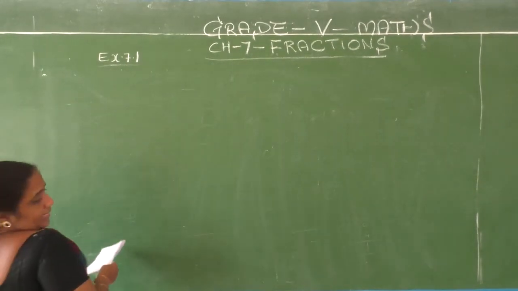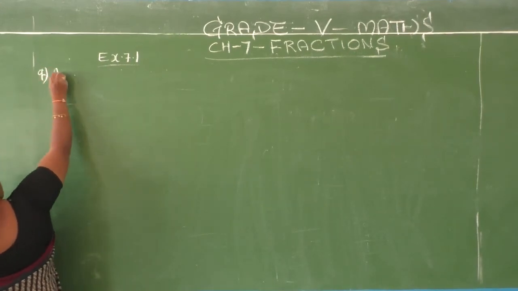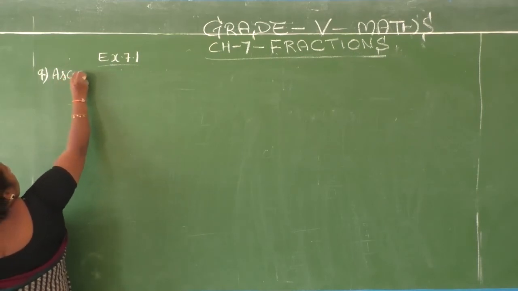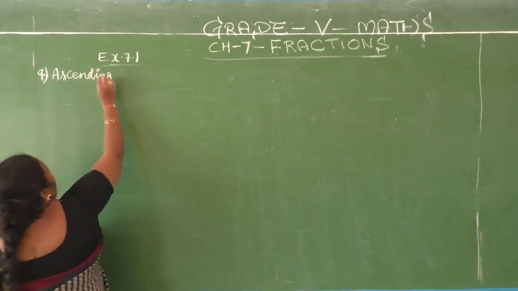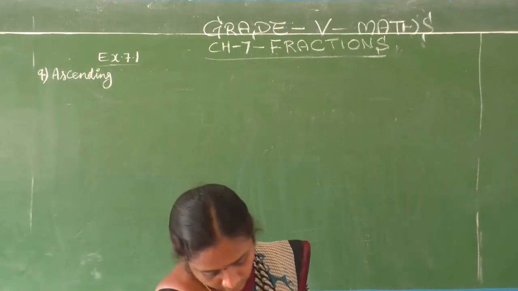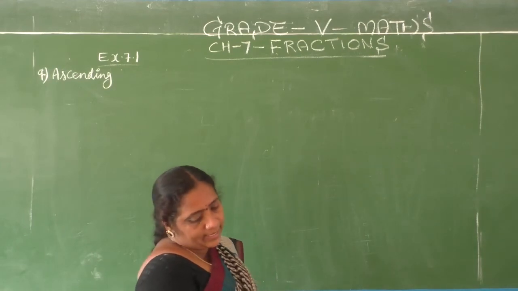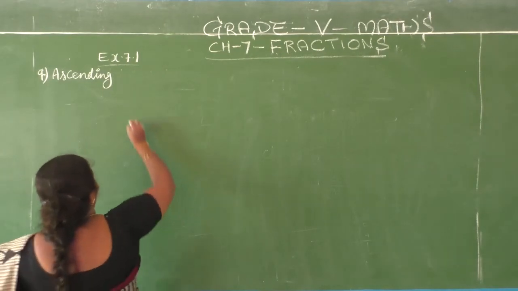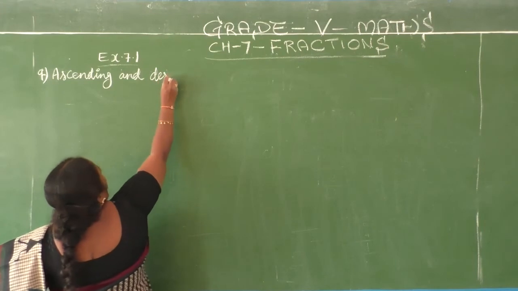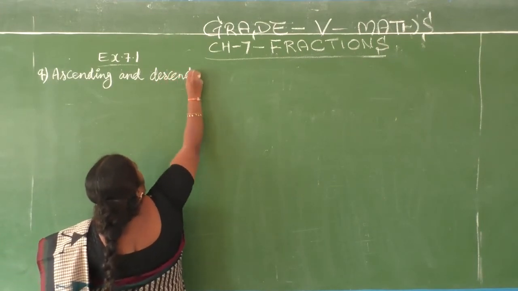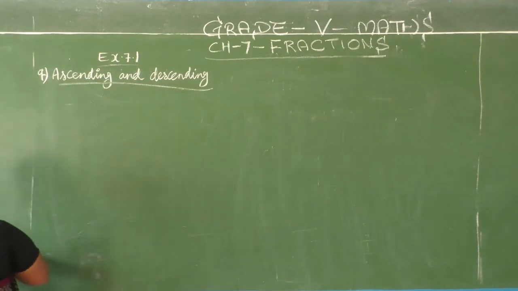Okay, next one, ascending and descending. 9th Roman. Change the following into like fractions and arrange in ascending and descending. First, I write the heading in short form only. Ascending and descending order. See the first one, C1.